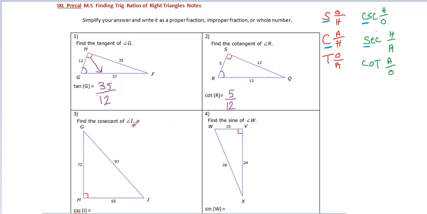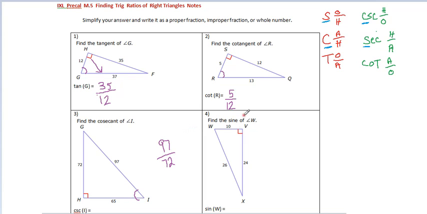Okay, moving over here, we're going for angle I, which is down here in this corner. We want the CSC, which is the cosecant. There's a truck going by, or an airplane. Sorry, I have to have my window open. I need noise. Cosecant is hypotenuse over opposite of angle I. The hypotenuse here is 97 and the opposite leg is 72. Again, that can't be reduced.